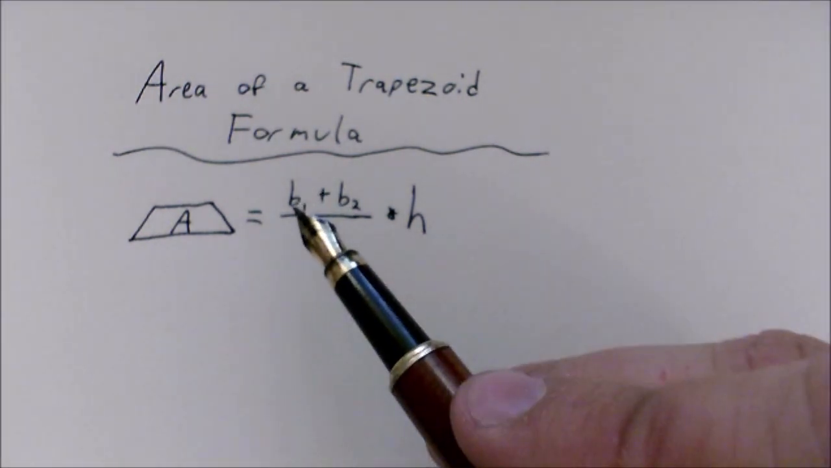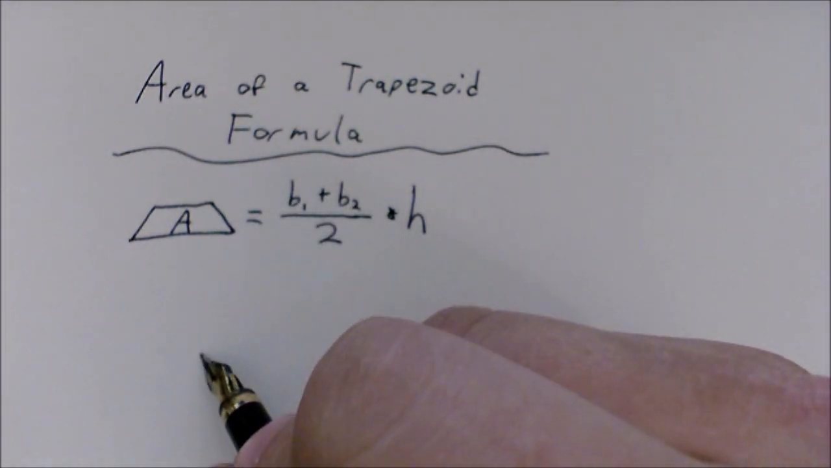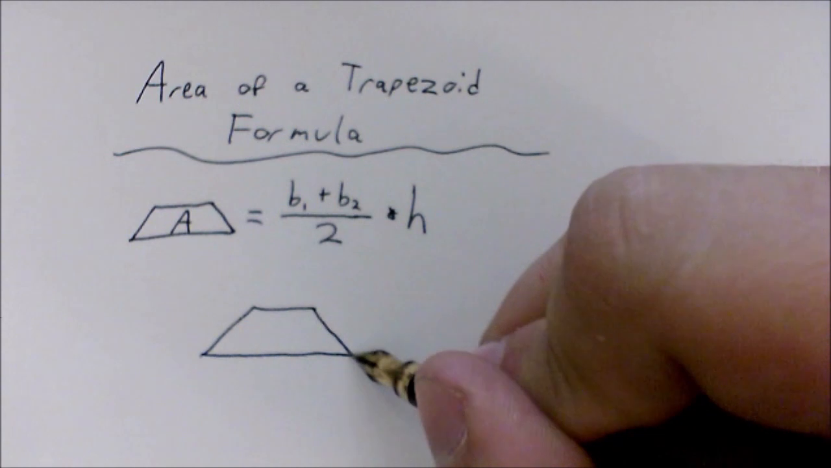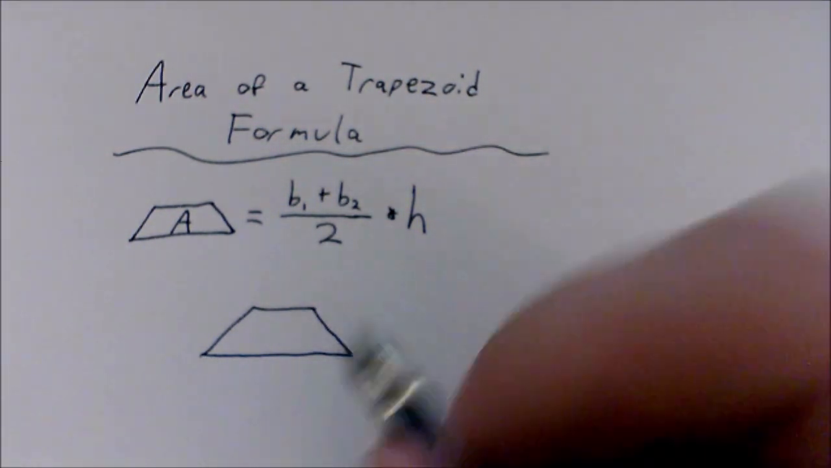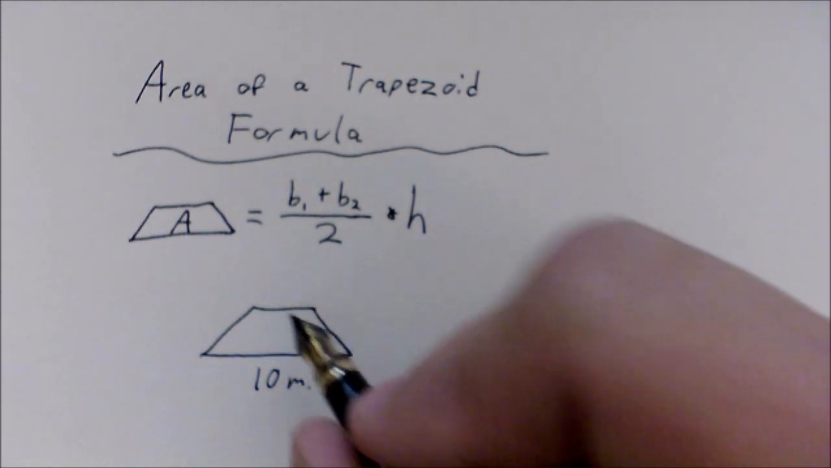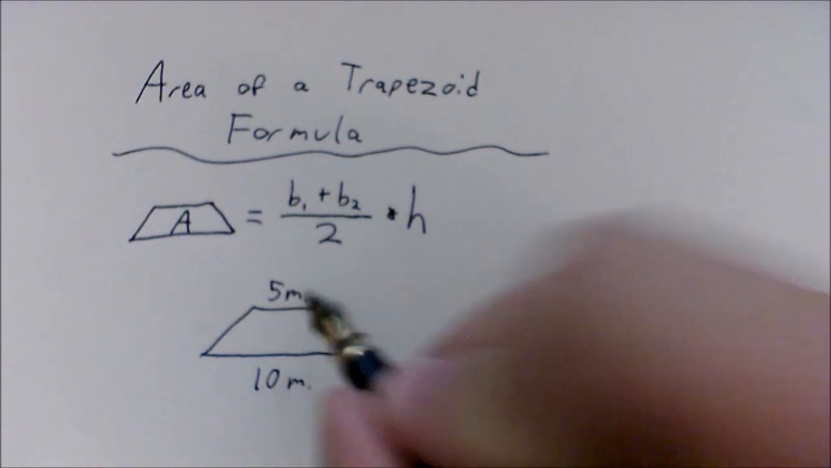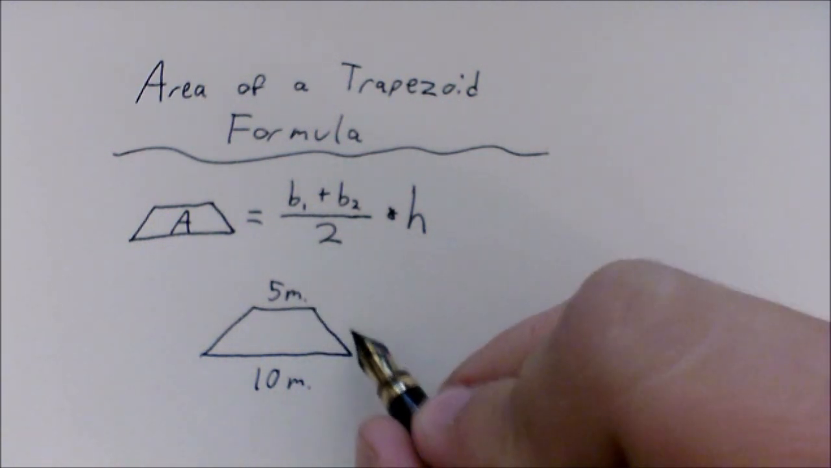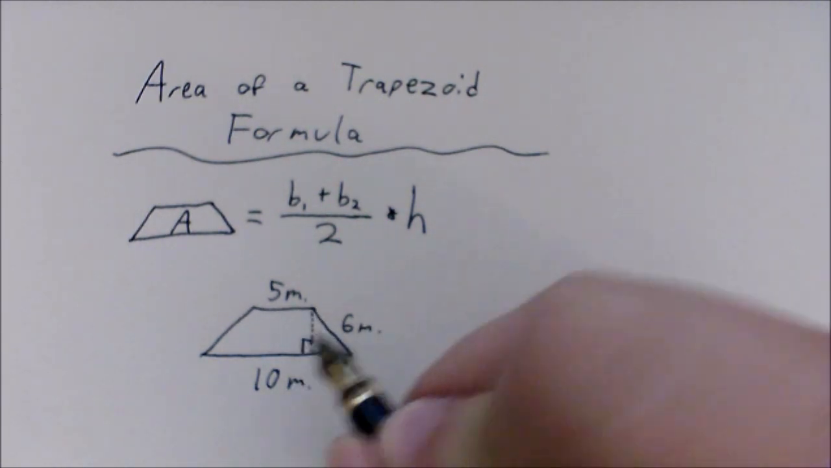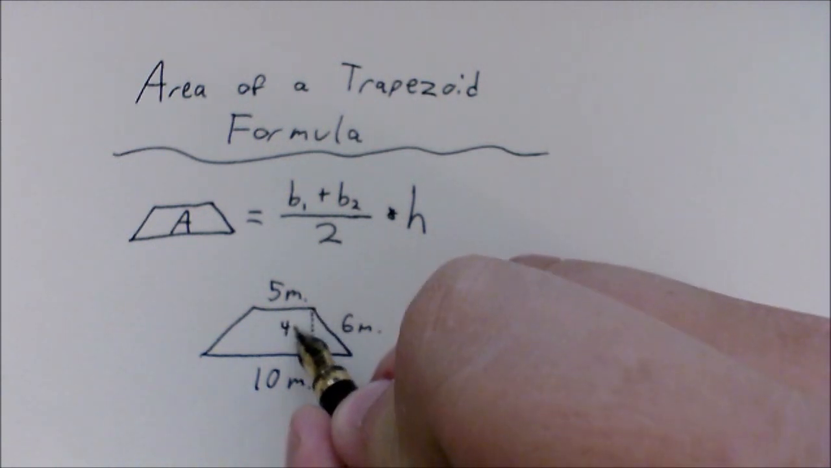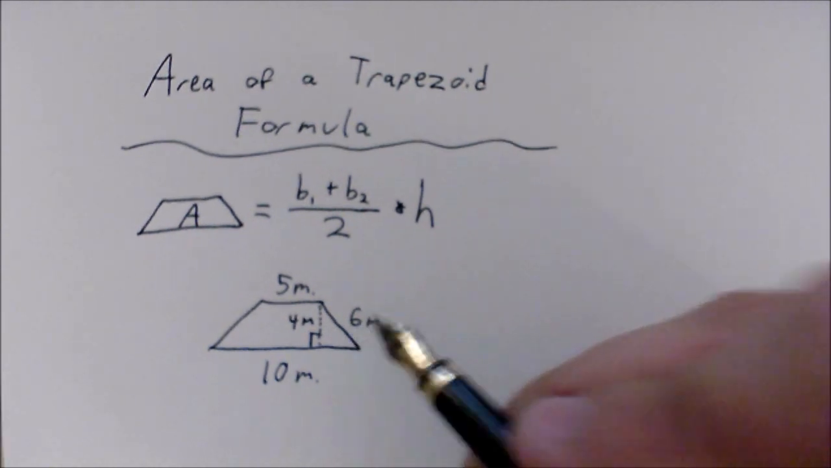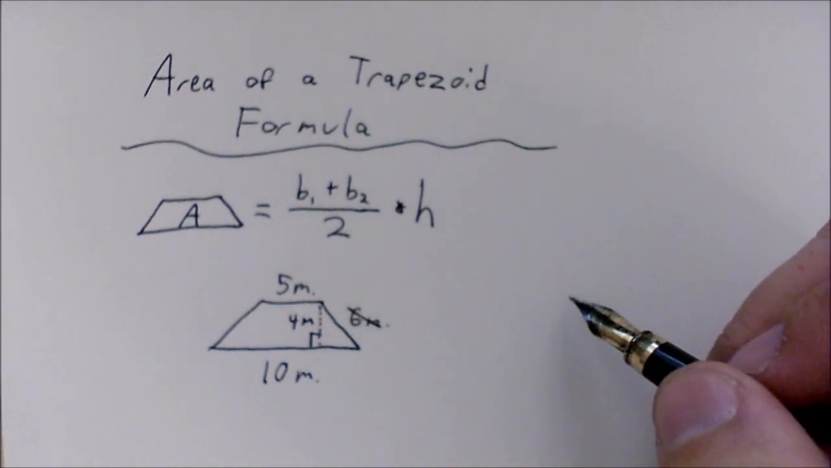Now let me explain the difference between base 1 and base 2. Let's say I have a stereotypical trapezoid, and it has a base down here of, we will call 10 meters. The base on the top will be 5 meters. This diagonal line we will say is 6 meters, and we will say that the height of this shape is 4 meters. Now, once again, that 6 will not be used, so we can eliminate it immediately.